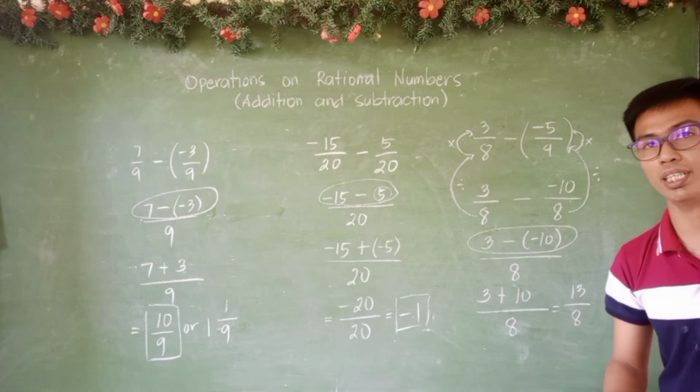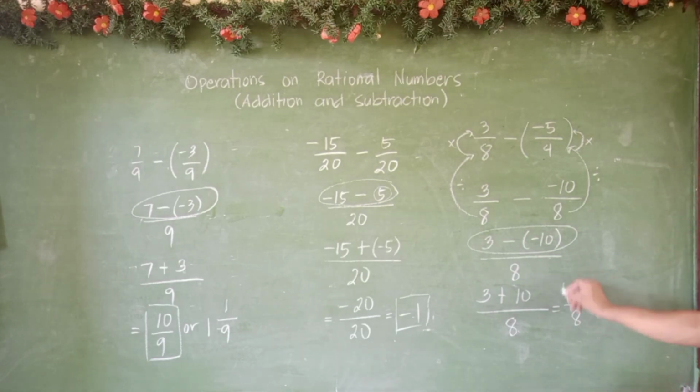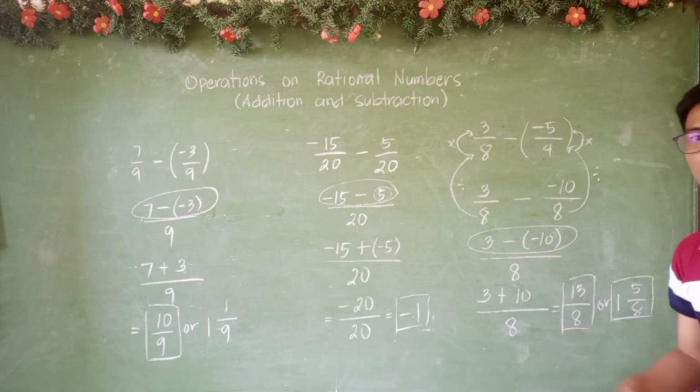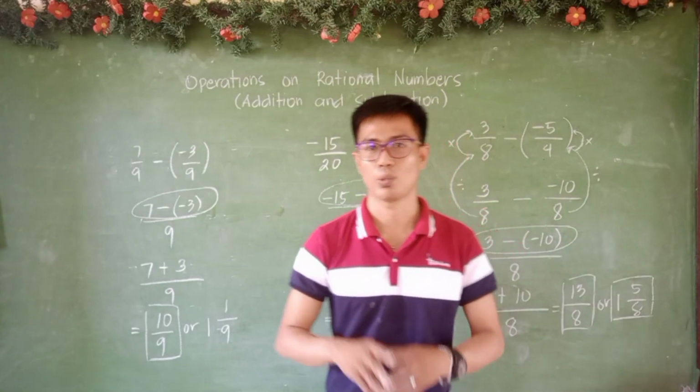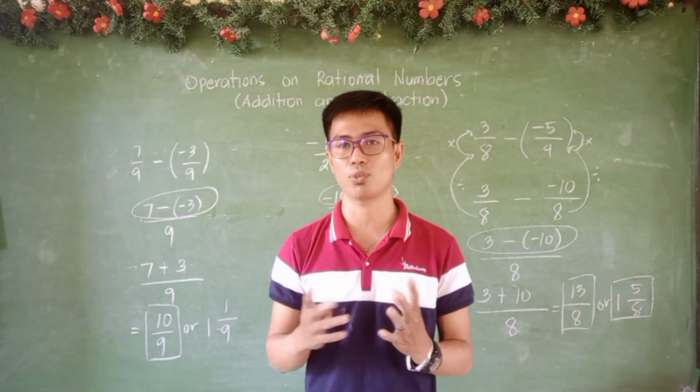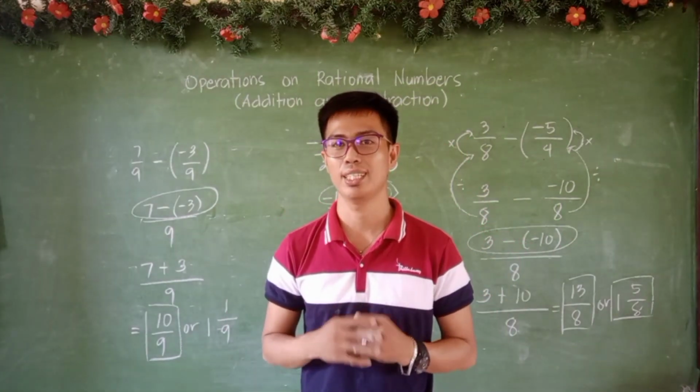So 13 over 8 is our final answer, or you can change that into mixed numbers, so that will be 1 and 5 over 8. That is the same answer. So 13 over 8 or 1 and 5 over 8. So that is how you add and subtract rational numbers.